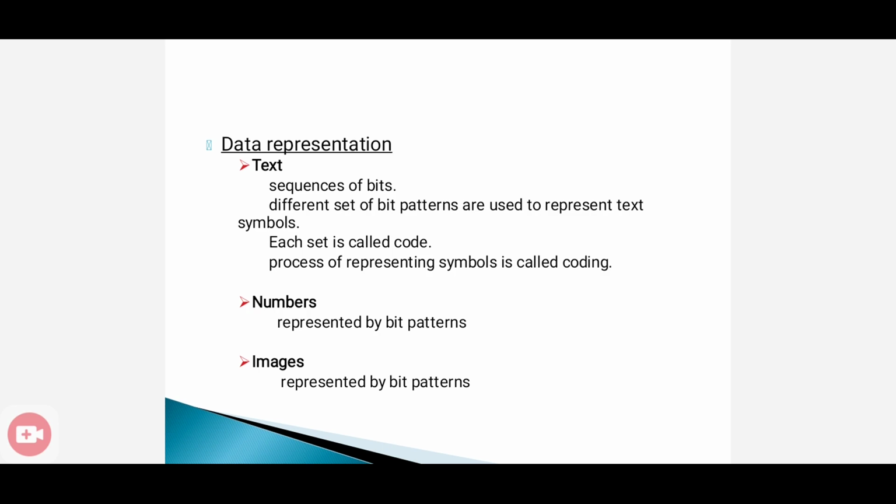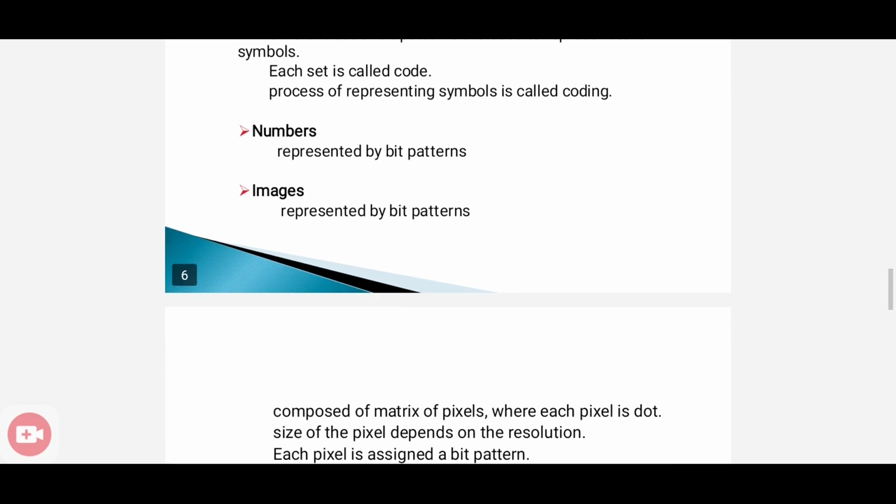So text means it's actually a sequence of bits. A large number of bits representation is there in text format. Numbers are also represented by bit patterns, and images are also represented by bit patterns, because the smallest unit of an image is a pixel. It's also a bit pattern.